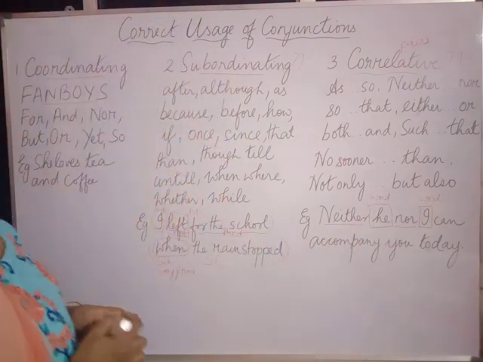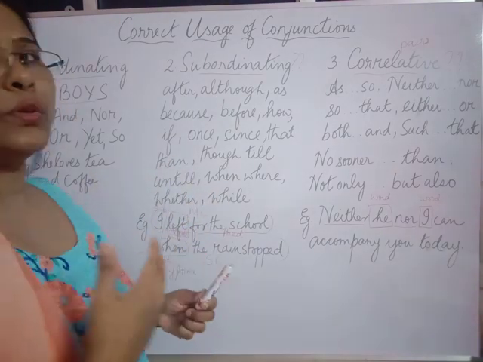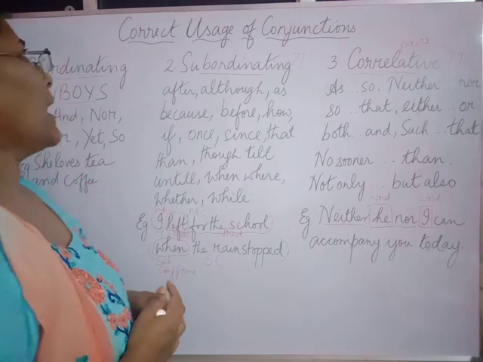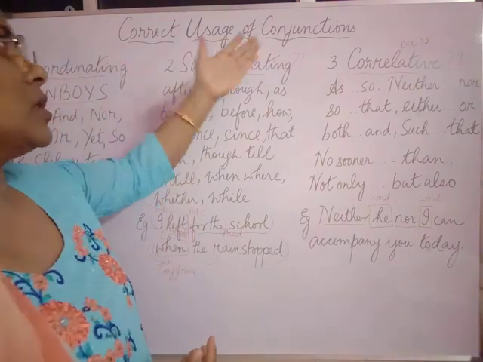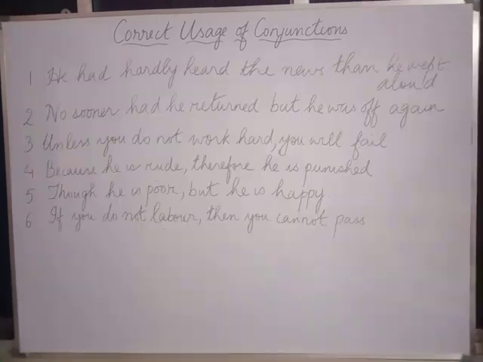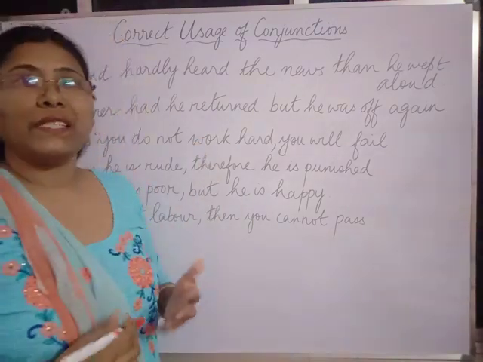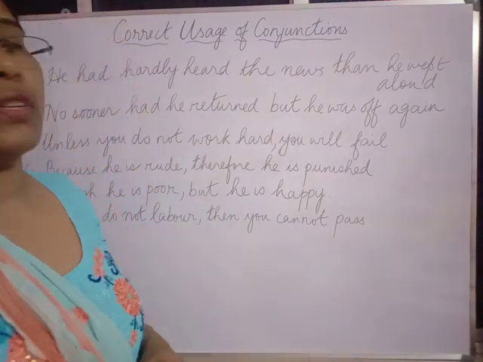So we have seen the three types of conjunctions. Now we are going to cite some examples and discuss about the correct usage of conjunctions. With the help of these examples, we will see how to correctly use conjunctions.